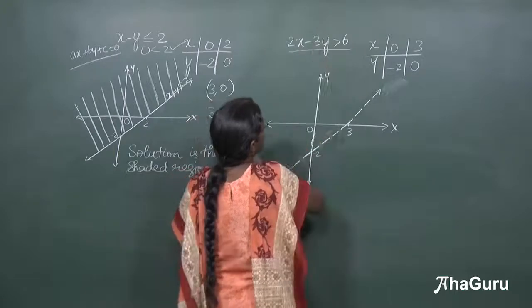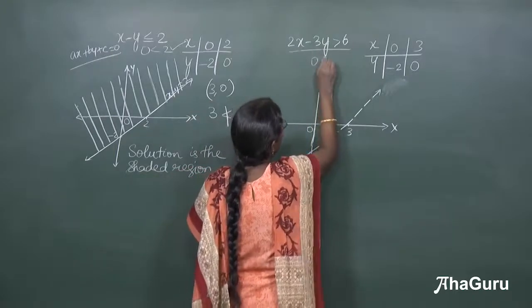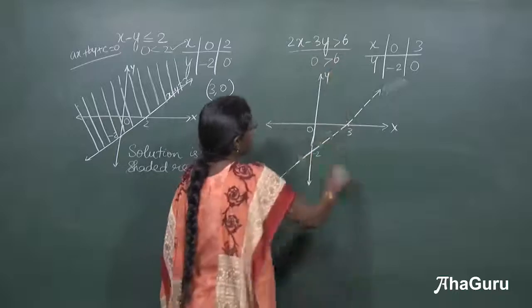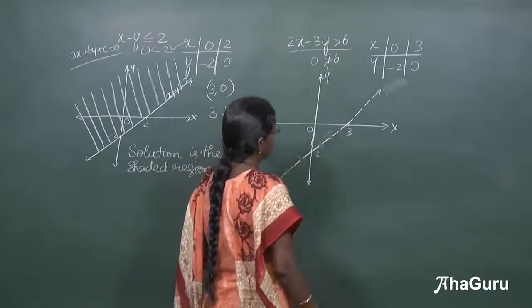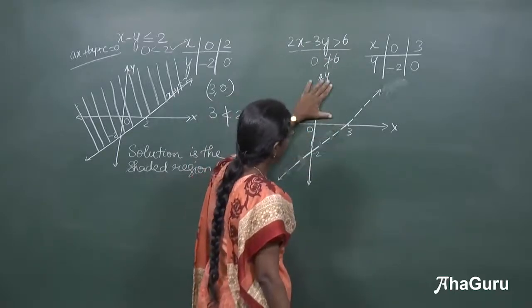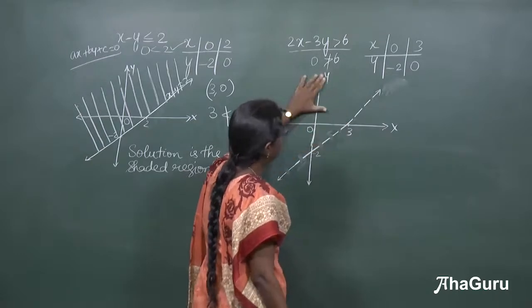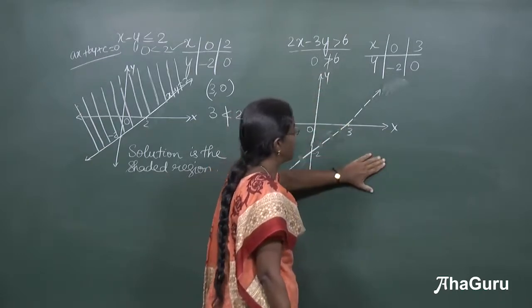If I substitute the origin coordinates, what do I get? 0 is greater than 6, which is false. So the region is not going to be on this side. It's not going to be on the side of the origin, it's going to be the other side.